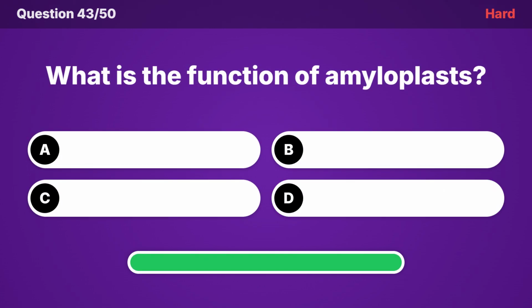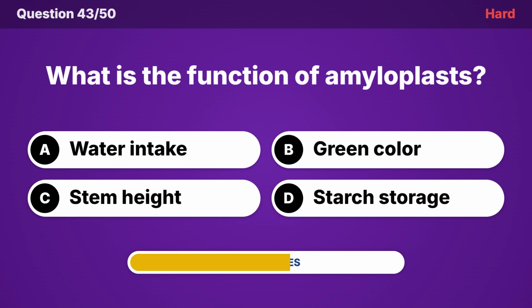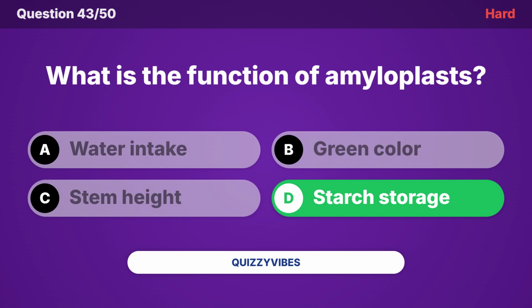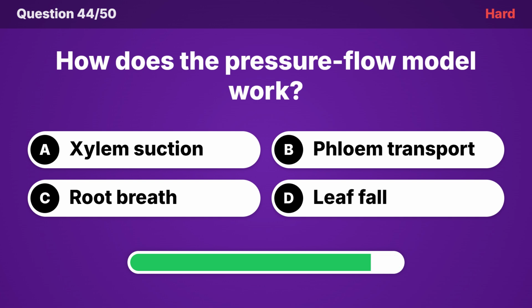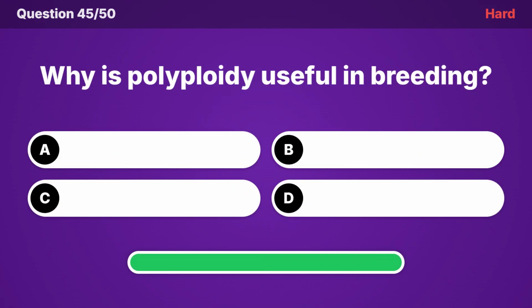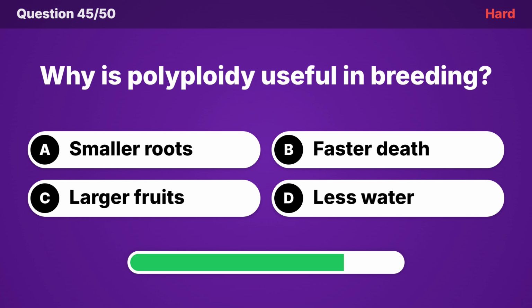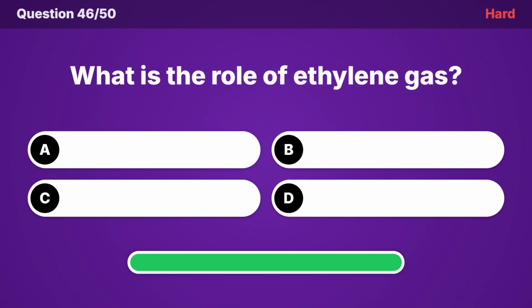What is the function of amyloplasts? Answer. Starch storage. How does the pressure flow model work? The correct choice is phloem transport. Why is polyploidy useful in breeding? Answer. Larger fruits. What is the role of ethylene gas?